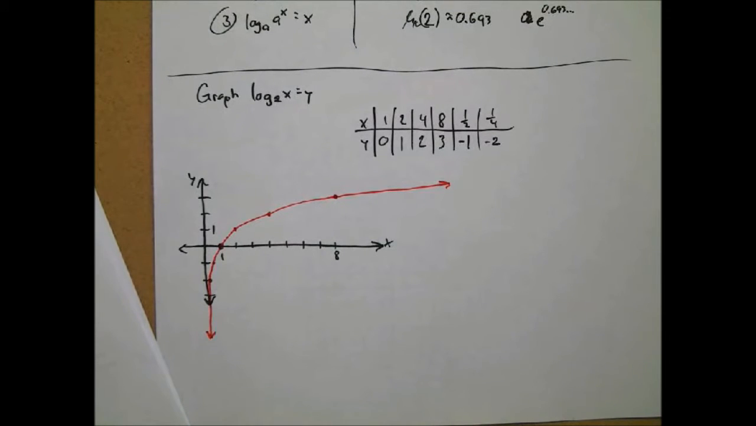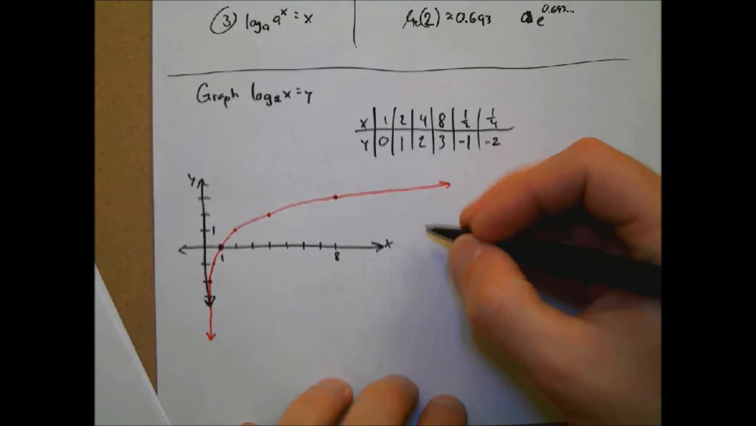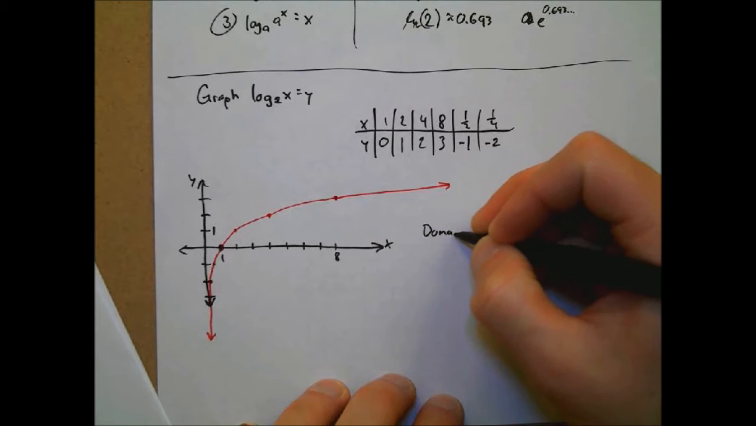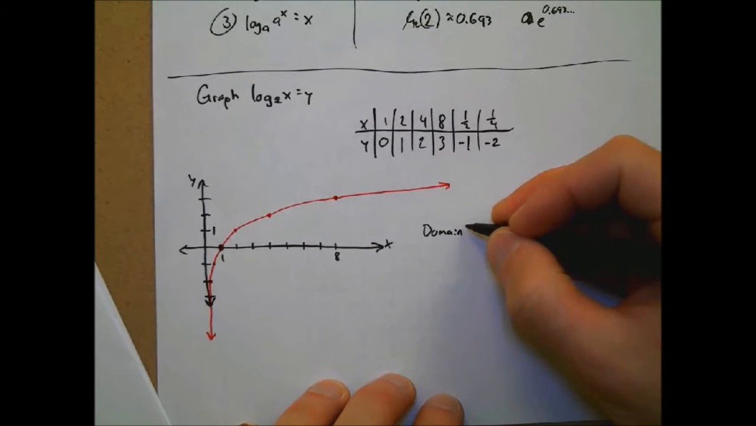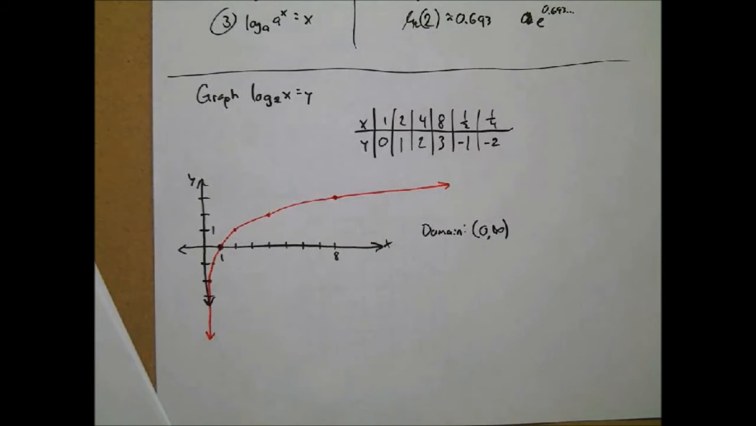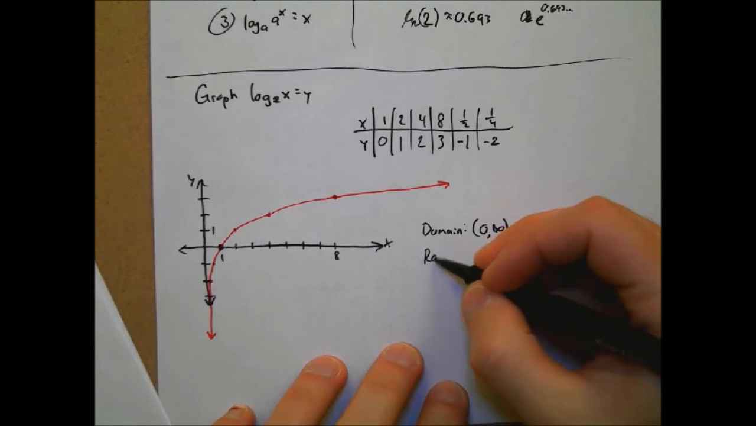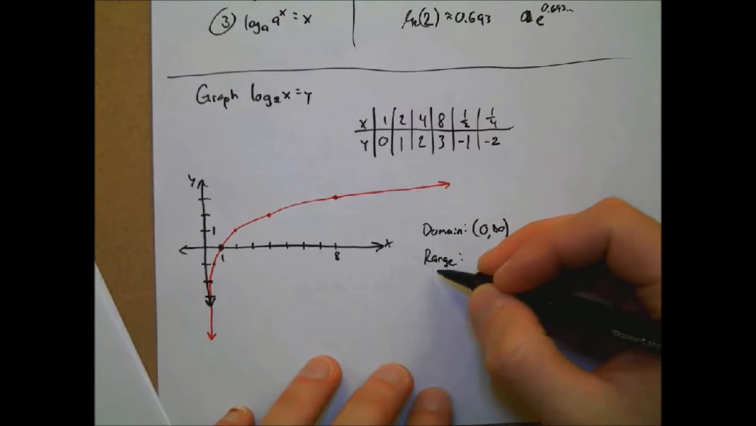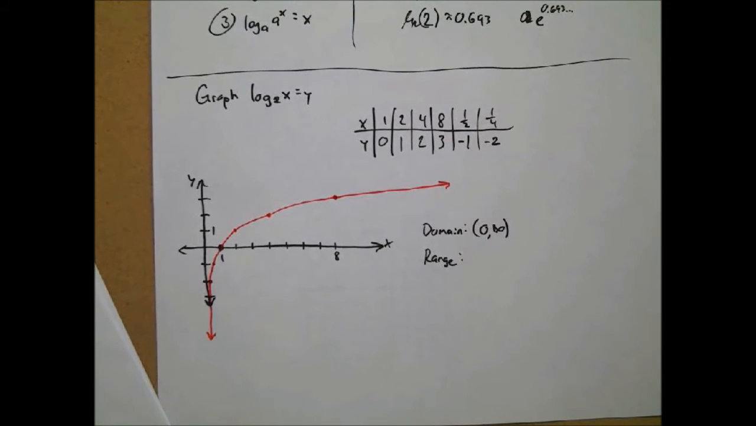All right, so I already kind of gave away the domain here, but what does it look like our domain is going to be according to the graph? Yeah, greater than 0, right? Not including 0. So we'll do 0 to infinity. What does it look like the range is going to be here? At least, what's the lower limit of our range going to be? Negative infinity, yeah.